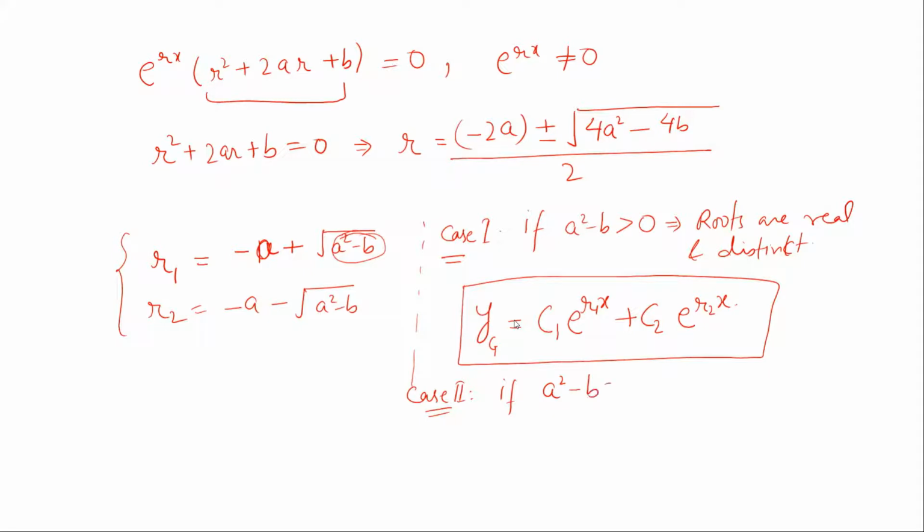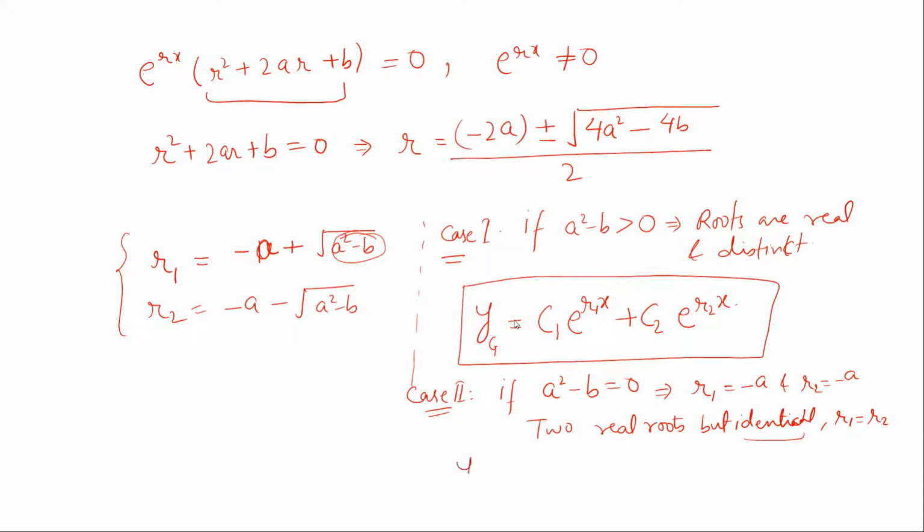minus b is equals to 0 or a square equals to b, then we have the roots r1 is equals to minus of a, and r2 would also be equals to minus of a. So we will see that two real roots but identical, that is r1 is equals to r2, so that is identical roots.